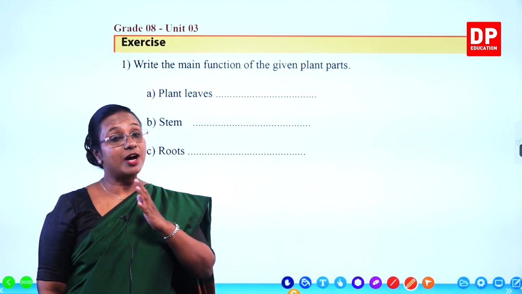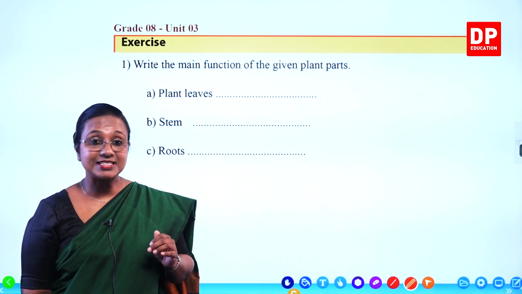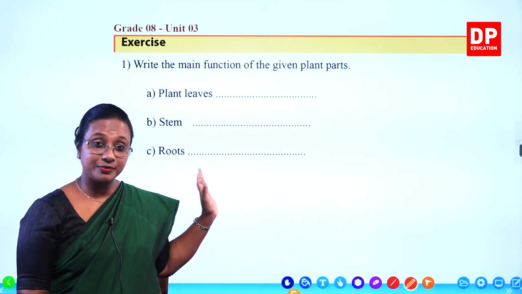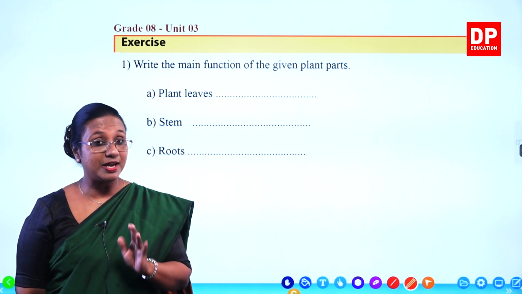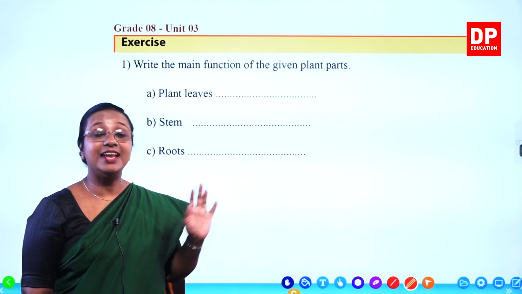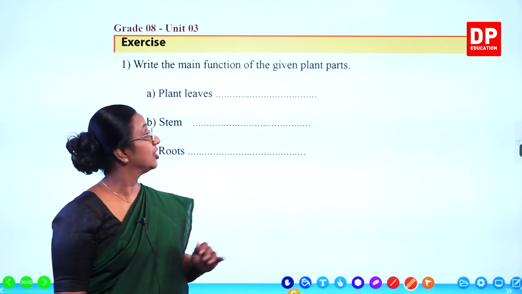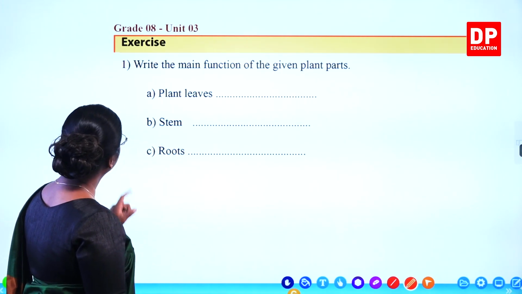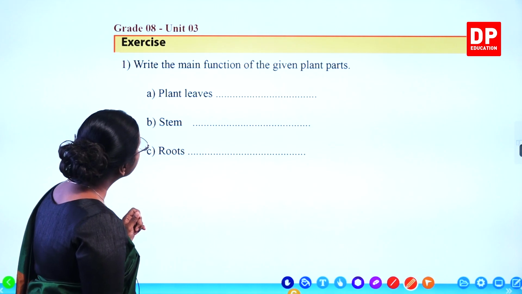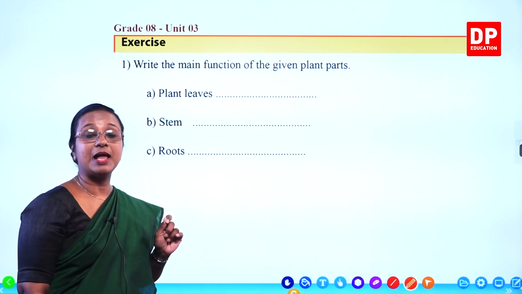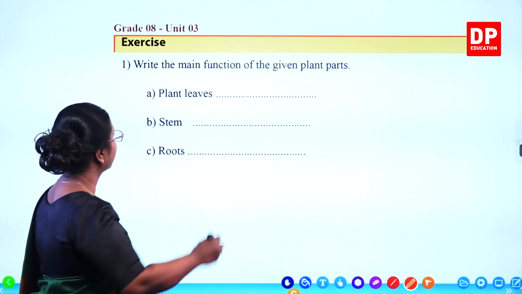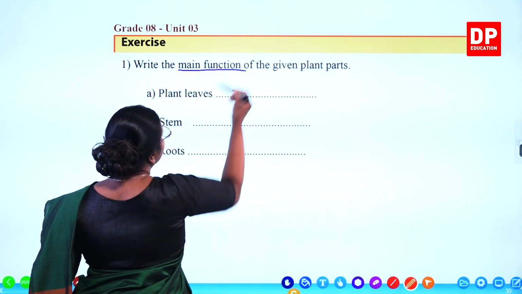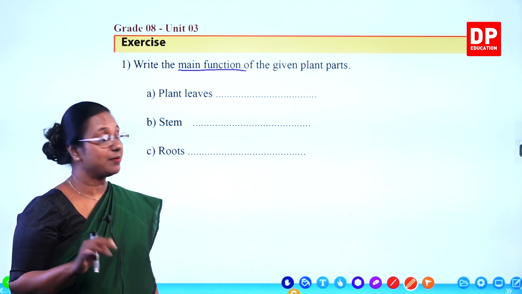I'm sure once you completed studying the lesson, you have already answered the questions. If not, answer it by yourself first, and then listen to my discussion. So the first question, write the main function of the given plant parts. They want you to write the main function, that is important, main function of the given plant parts.